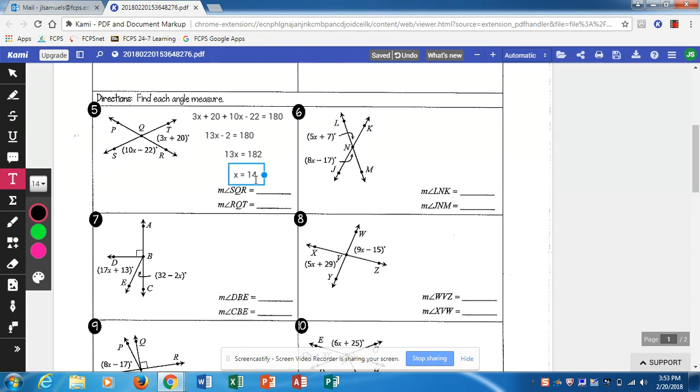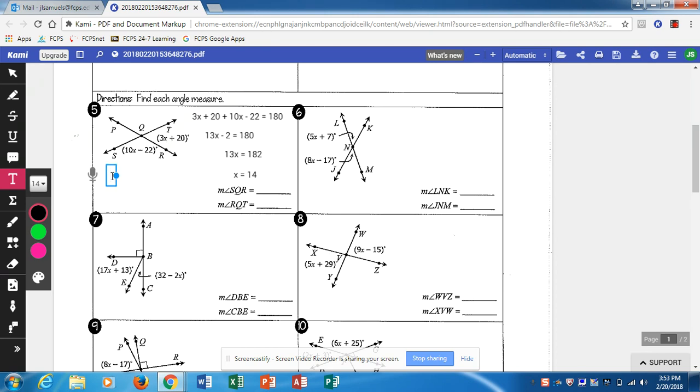So you guessed it, we're going to substitute this x back in and find the measure of one of the angles. And then after we find the measure of that one angle, we can subtract whatever we get from 180 to find the other angle, because they have a supplementary relationship. So let's go ahead and plug it into the top one.